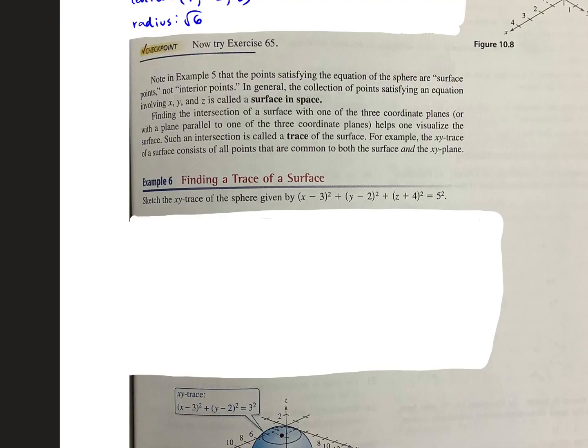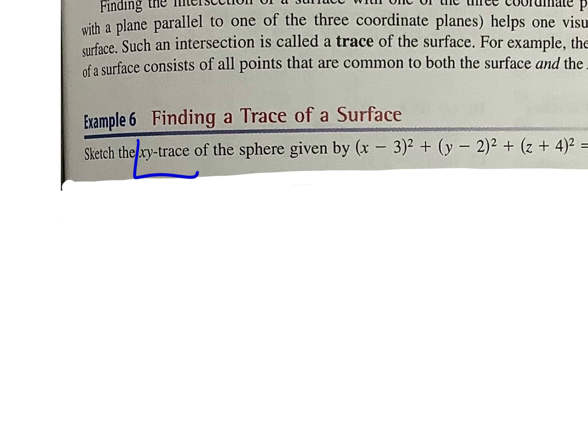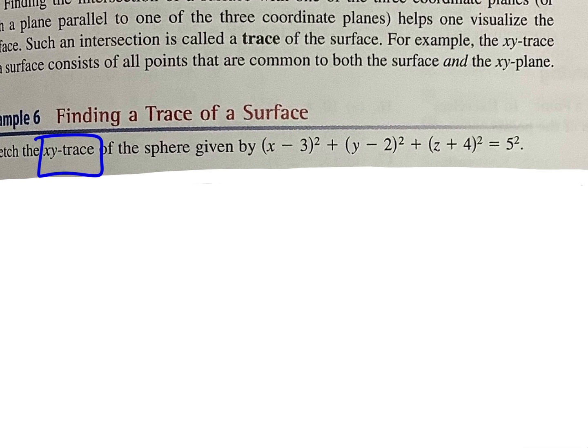So in example 6, it says find the trace of a surface. So sketch the xy trace of the sphere given by our equation here. So to find the xy trace in an xyz plane, which letter are we missing here? Z. So the one that's missing, z, we're going to plug 0 into that number. And then we just simplify our equation from there.